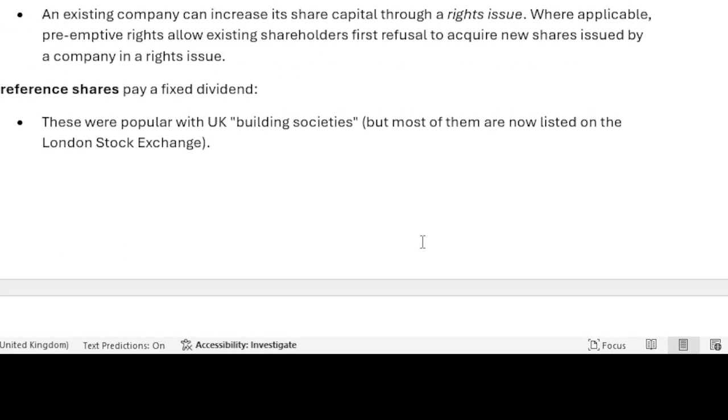So what are preference shares? They're different from ordinary shares. Preference shares, here we're giving to already existing shareholders. Now with ordinary shareholders, these ones share their profits at the end of the year, but they only share their profits if the company has made profits. They only share dividends if the company has made profits.